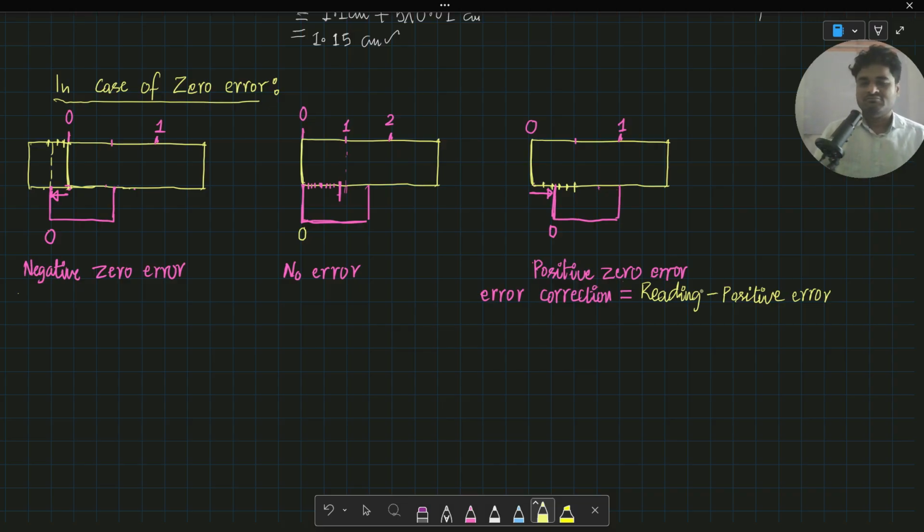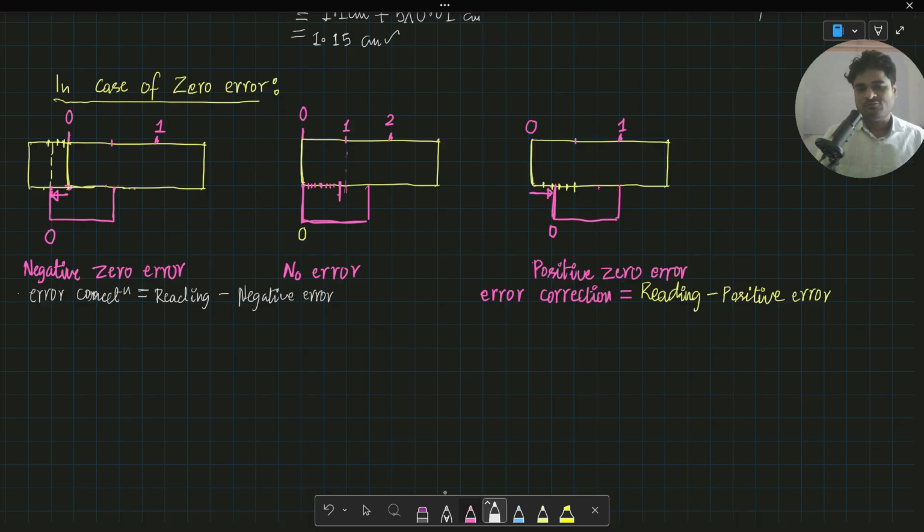The issue is that the value will be different for both cases. In error correction, we always subtract the error. We measure the reading as if there is no error, and from that reading we subtract this negative zero error. The formula is the same, but we calculate it in a different way, because this will be a negative quantity, so it gets added, and the positive error is positive, so it is subtracted.